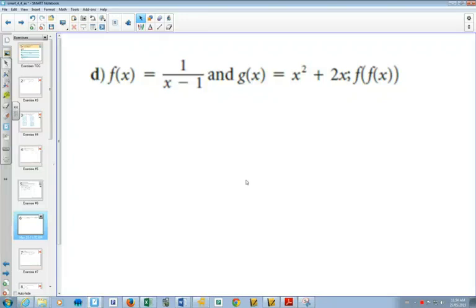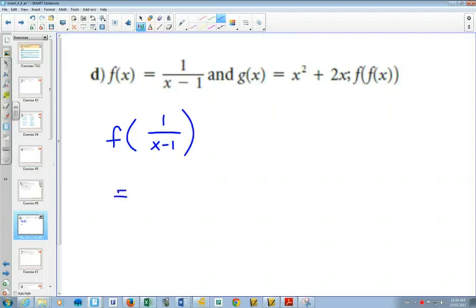First thing that's weird about this question is that they give you g of x, but you don't even need it, right? So we just need f of x, and f of 1 over x minus 1 would equal 1 over x minus 1 minus 1.